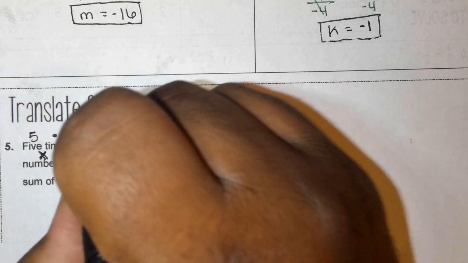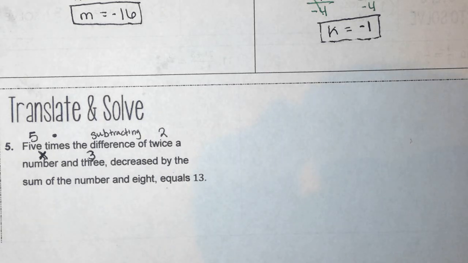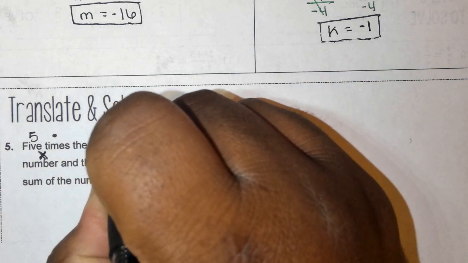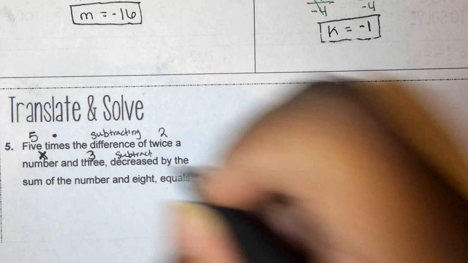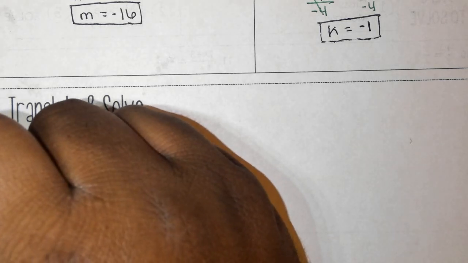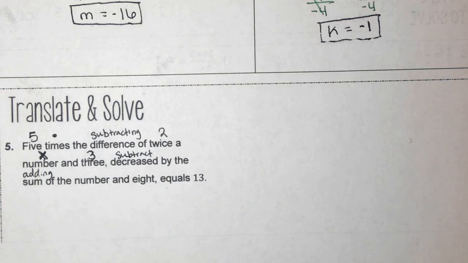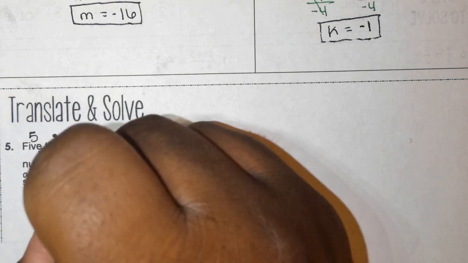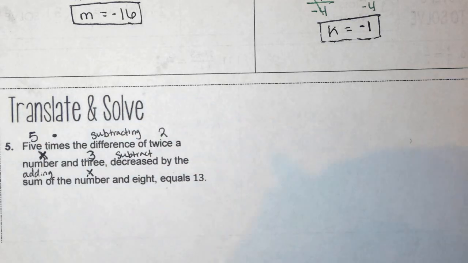And 3. Well, that's obvious. And it says decreased by, and anytime I hear the word decreased, that means taking something away. That means subtracting to me. So subtract by the sum. Sum, y'all should know, sum is the answer to addition. So I'm going to write adding here to get the sum of the number. The number again. So we're going to say the variable x and 8.